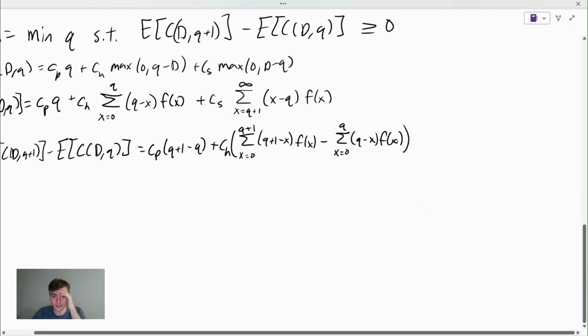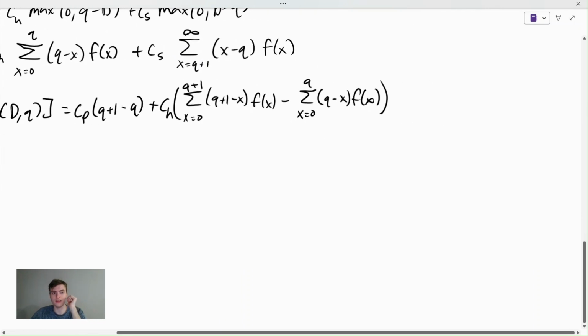Let's zoom out a little. Sorry if it's a little small. Or let's just go to the right.